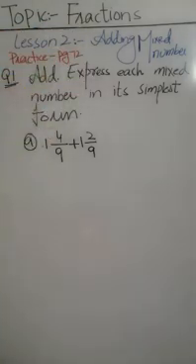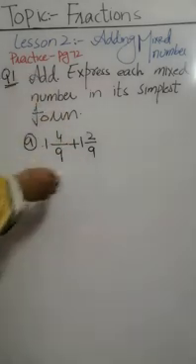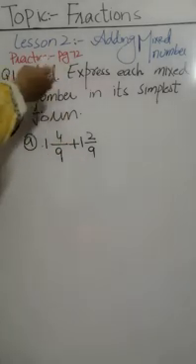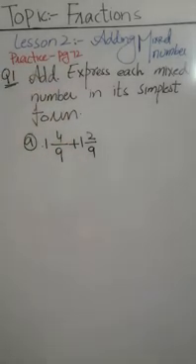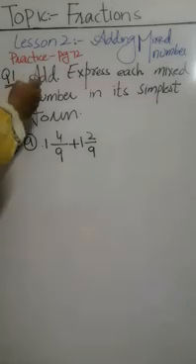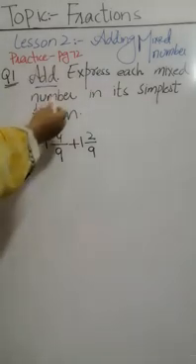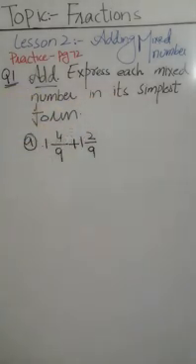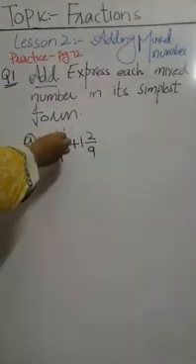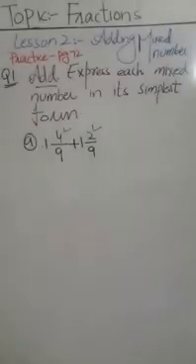Adding mixed numbers. These questions are taken from the textbook page 72, and these are our practice questions. We have question number 1: add. Express each mixed number in its simplest form. We have these two mixed numbers, and we have to solve them and find the answer in the simplest form.